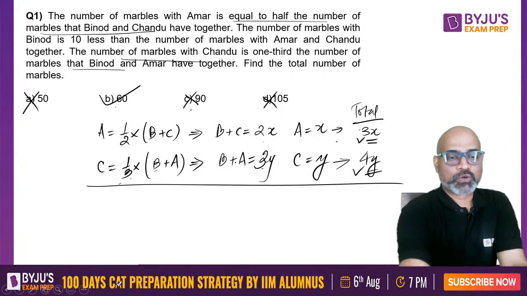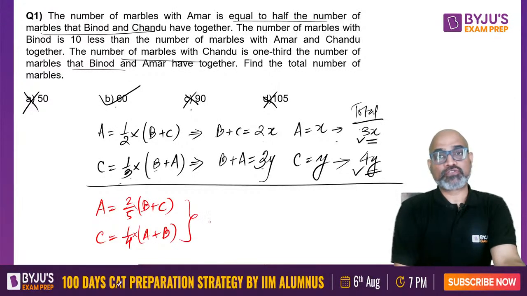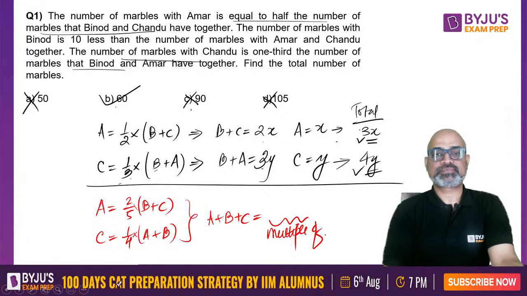So quickly tell me, suppose if the question was A is equal to 2/5 of what B and C have and C is equal to 1/4 of what A and B has. So can you tell me your final answer, that is A plus B plus C, should definitely be a number in the table of what? Your final answer should be multiple of which number? Quick.